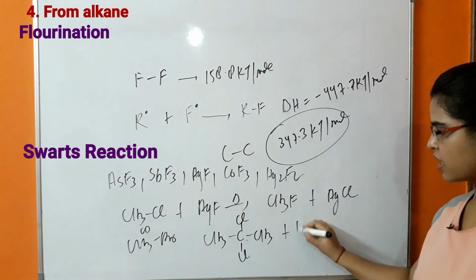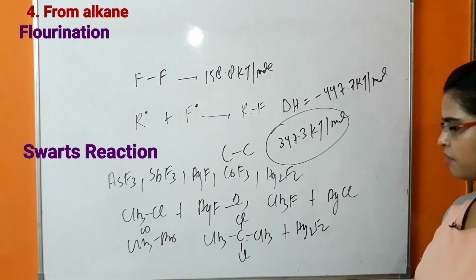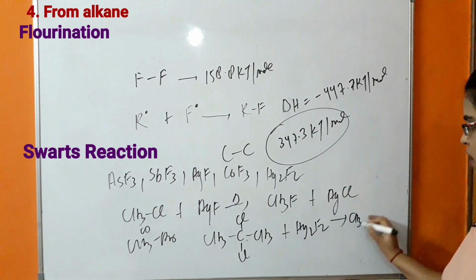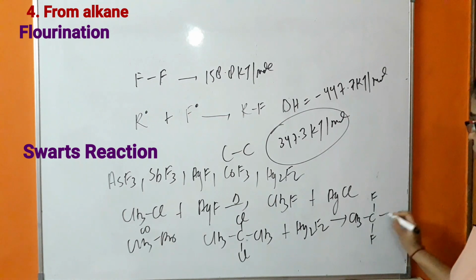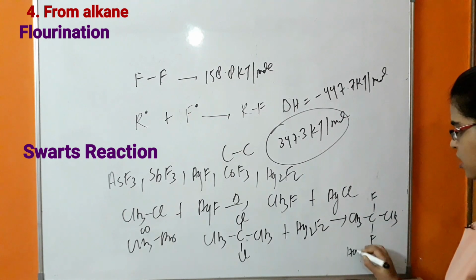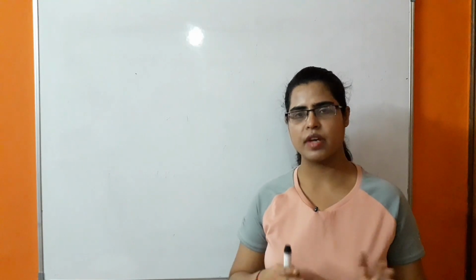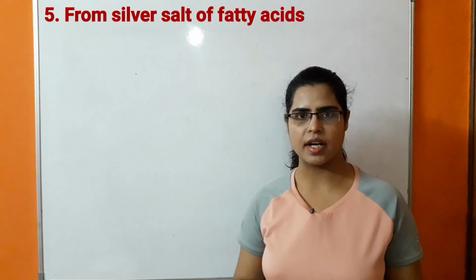In this case, we can use Hg2F2. So there is a formation of CH3F, CH3 and removal of Hg2Cl2. Next, preparation method of haloalkanes from silver salt of fatty acid.